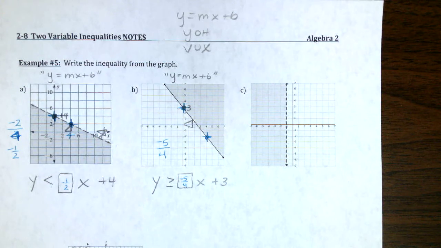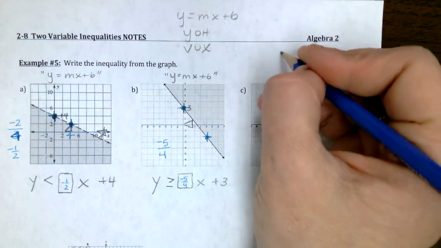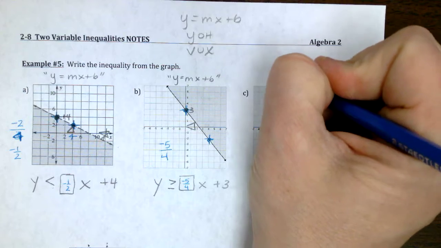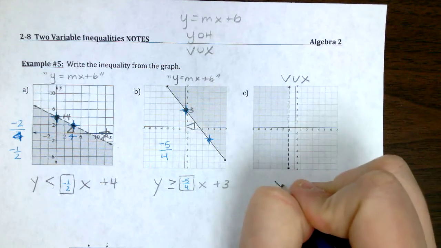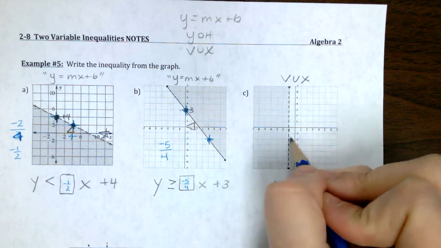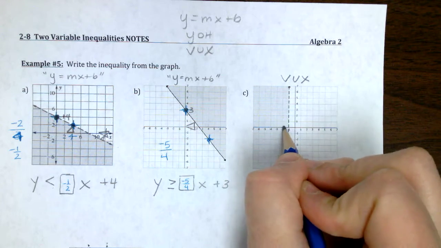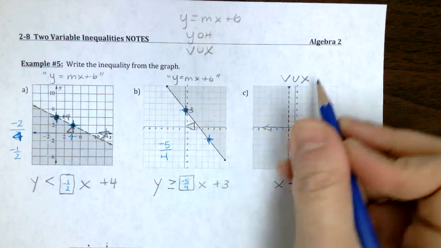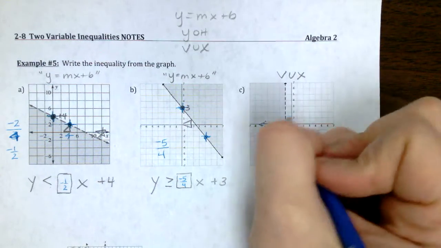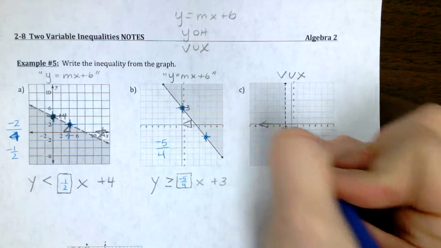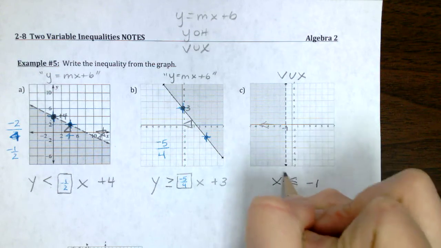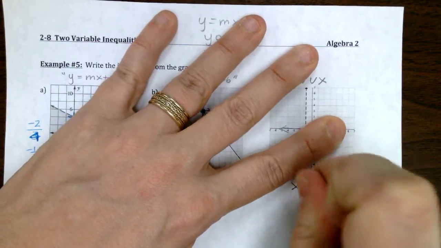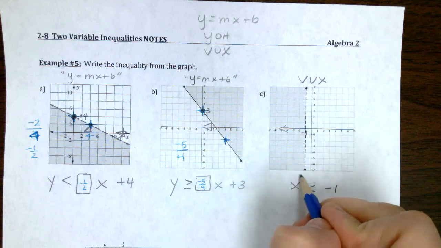Lastly, over here, this is a vertical line, so I should be thinking x. It's going to be x, but now I don't have equal to. I shaded to the left, which is less than. No equal sign because it is a dotted line. And the number is -1, so it's just -1. So my answer, just to be clear, is x is less than -1.